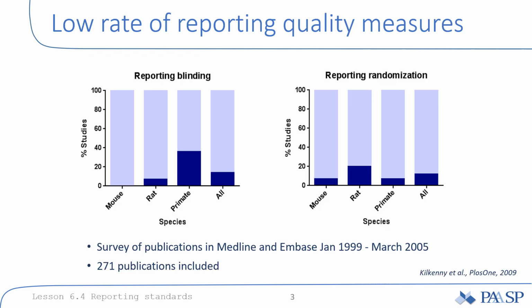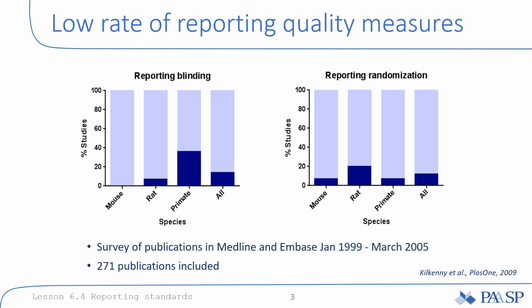Let's first look at the evidence that reporting guidelines are actually needed. One important basis for developing new guidelines for the reporting of in vivo research was the paper by Kilkenny and colleagues. Here, in 2009, the authors analyzed 271 in vivo research publications to see whether critical information regarding quality measures were actually reported. Overall, measures against bias were rarely described, in less than 20% of publications, as you can see here for the reporting of blinding on the left side and randomization on the right side.